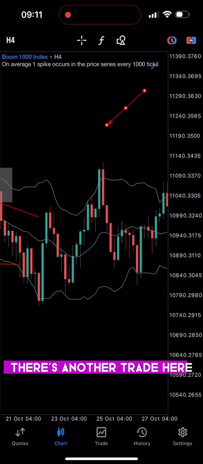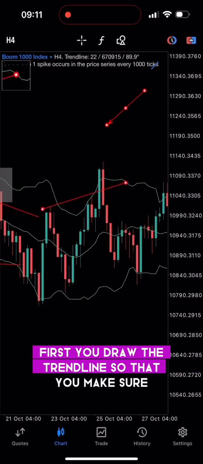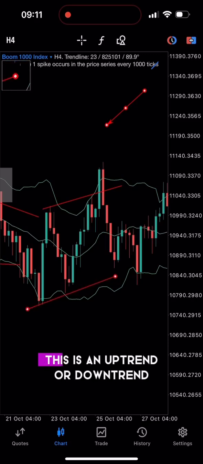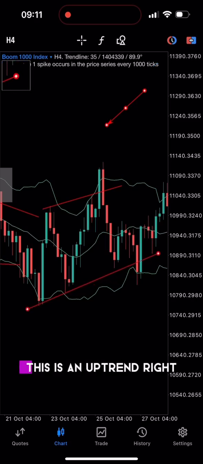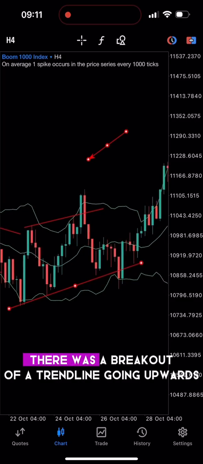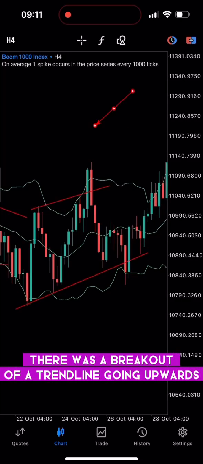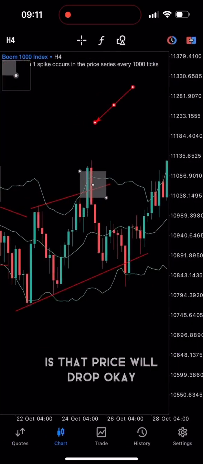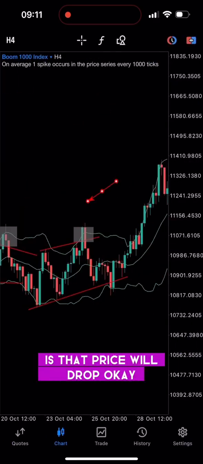Here there's another trade here. First you draw the trend line so that you make sure everything is going to plan, so that you know this is an uptrend or downtrend. In this case, this is an uptrend, right? There was a breakout of a trend line going upwards, and then it touched the Bollinger Band. So the next thing you will know is that price will drop, okay?